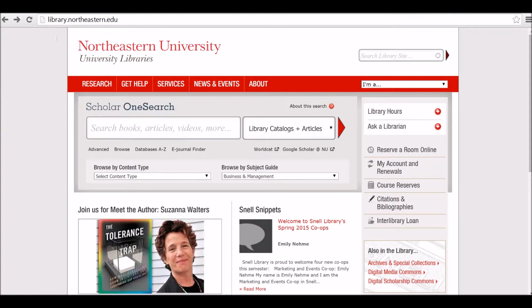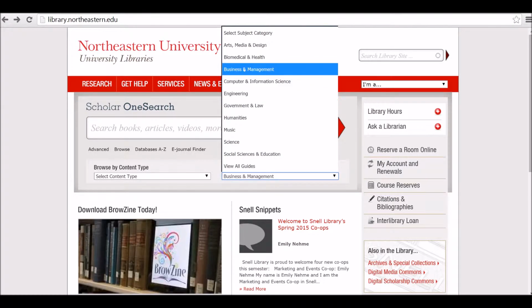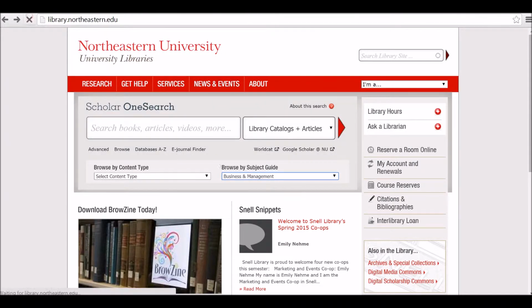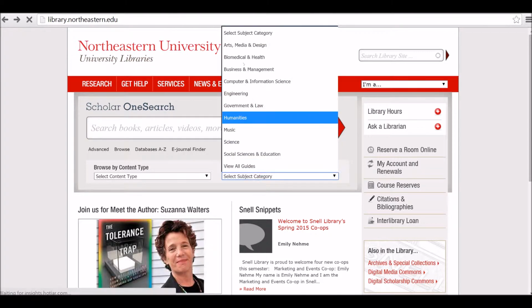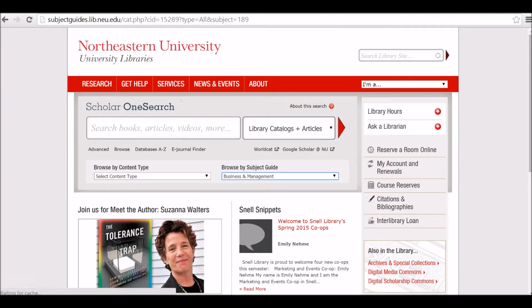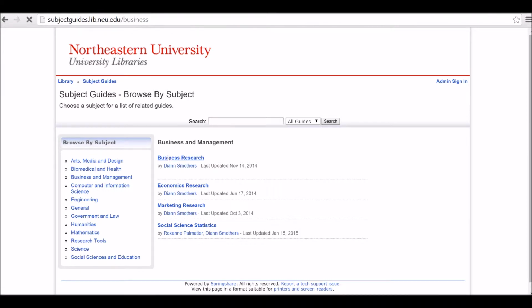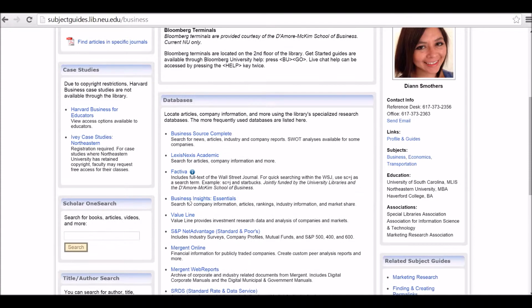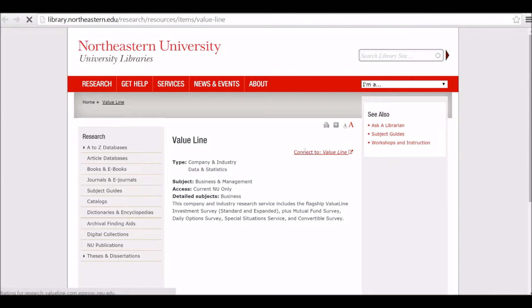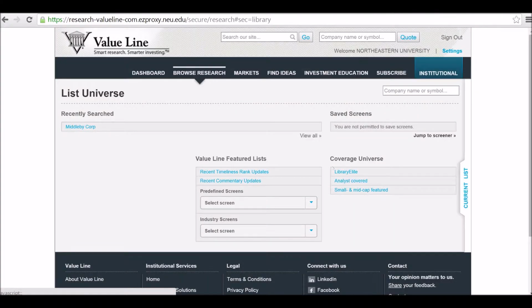So if you go to library.neu.edu, go to Browse by Subject Guide, click Business and Management. Go to Business Research. And down here under Databases, you'll see Value Line. You're going to click to connect to Value Line. And if you are off campus, you may need to log in using your username and password. If you're on campus, you won't need to do that if you're connected to the network.